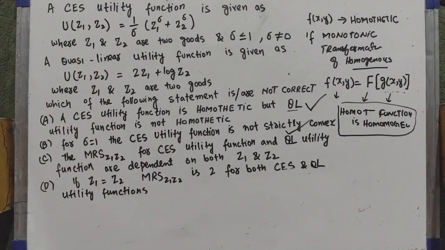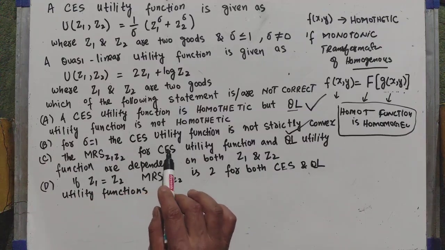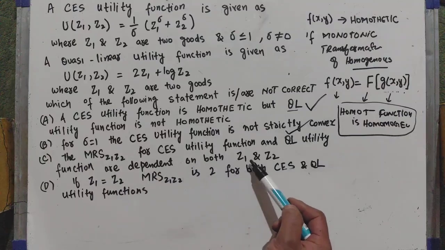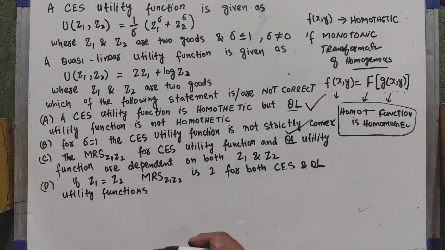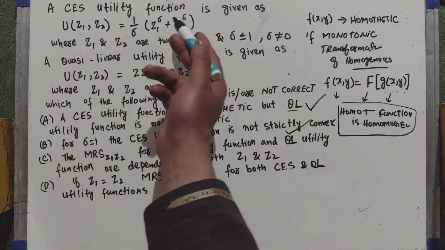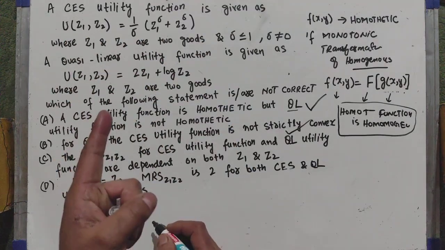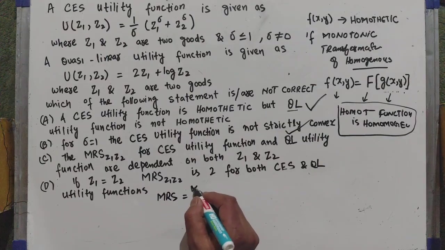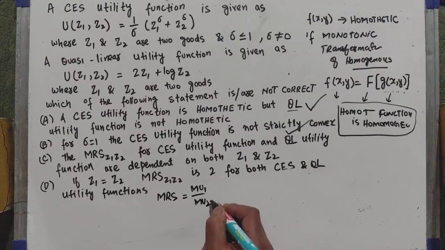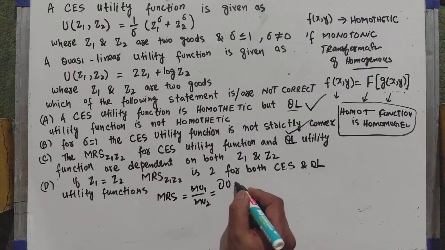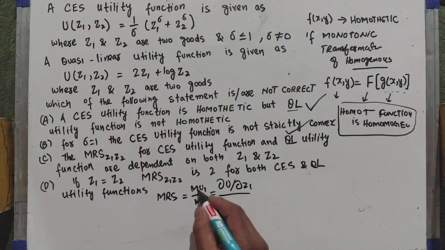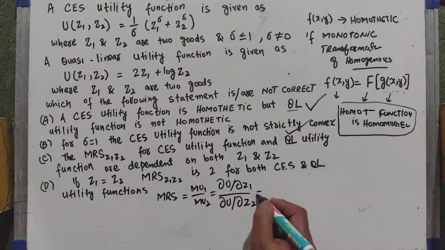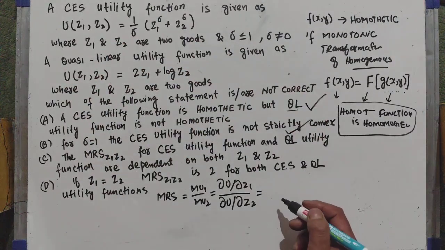Now we have the next option: the MRS for CES utility function and quasi-linear utility function are dependent on both z1 and z2. Okay, so let us see. Let us first find the MRS of the CES utility function. So MRS, as we know, is equal to marginal utility of good 1 upon marginal utility of good 2, which is equal to the partial derivative of the utility function with respect to z1, that is MU1, divided by the partial derivative of the utility function with respect to good 2. So let's take partials here.